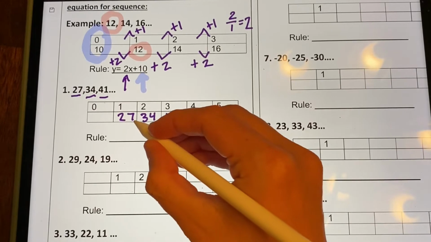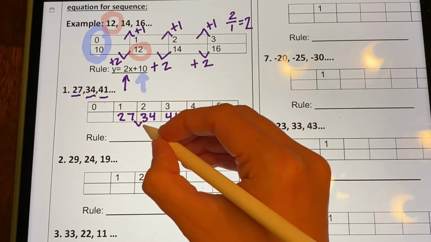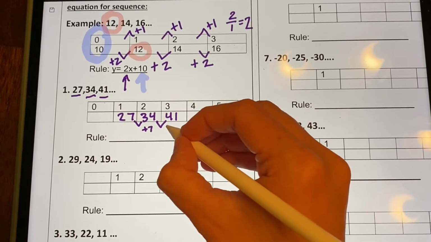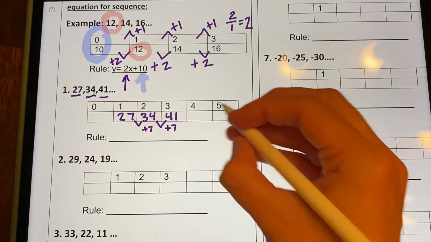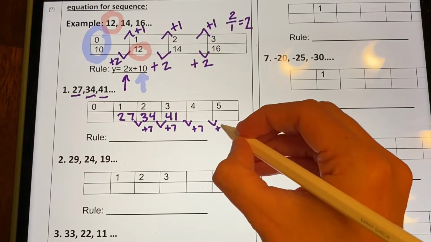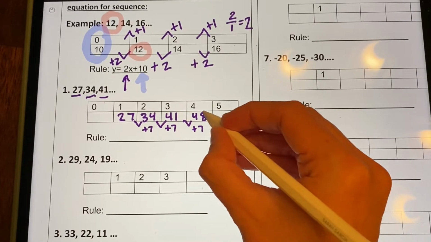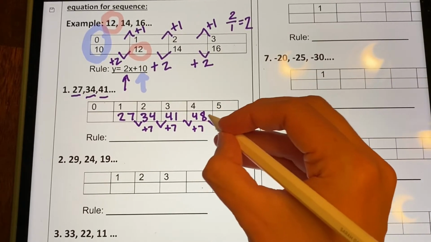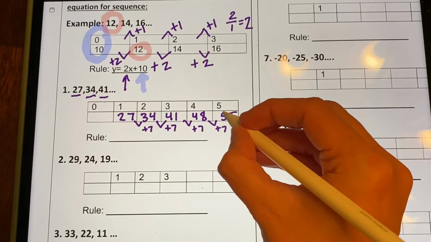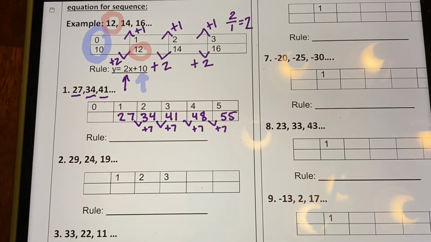So like on this one, what is this change? Okay, this one, to get from 27 to 34, you would add 7. From 34 to 41, you would add 7. So again, these two terms are going to add 7 and add 7. So 41 plus 7 is 48. And 48 plus 7 is 55. Okay, I'll give you a second to get that.